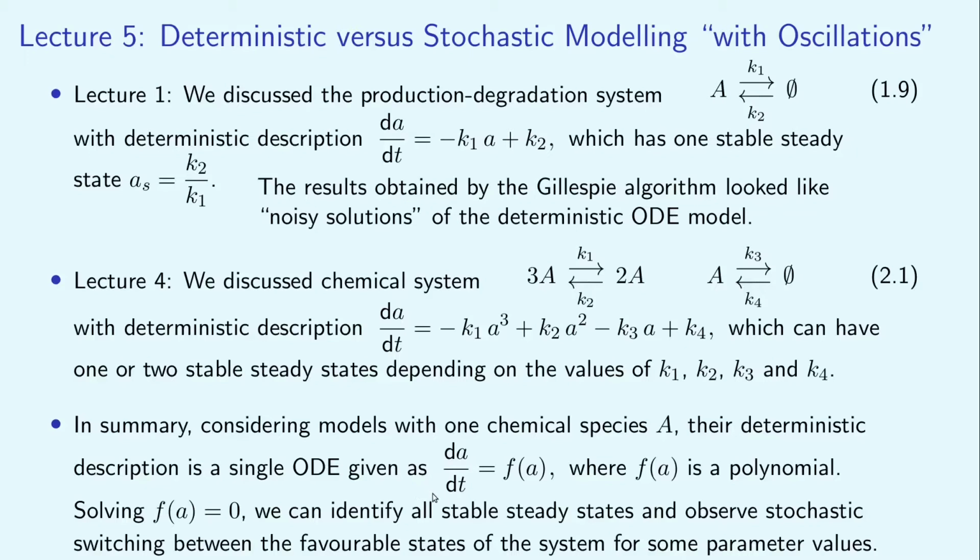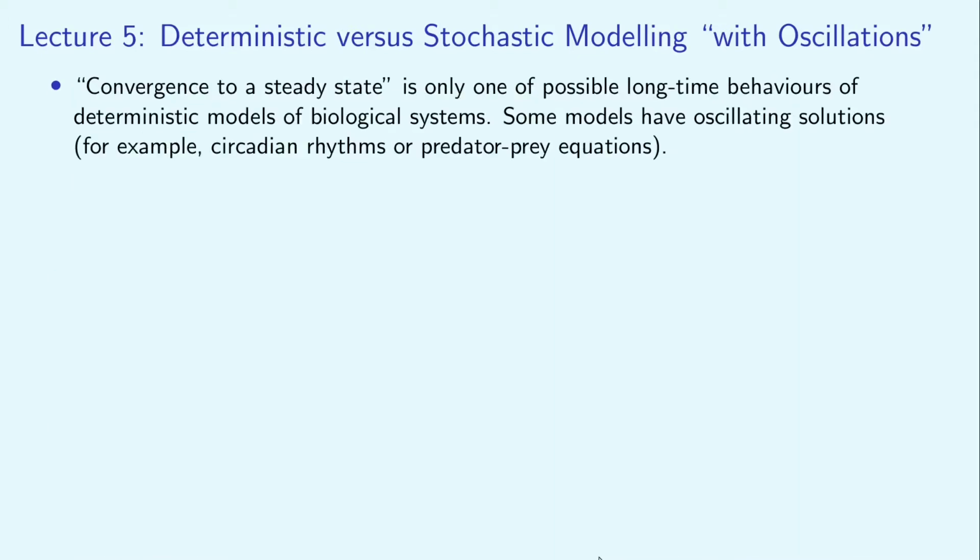equation for its concentration, which we denote by a lowercase letter a. It is an ODE with a polynomial right-hand side. Putting the right-hand side equal to 0, we can identify all stable steady states and observe stochastic switching between the favorable states of the system for some parameter values. Convergence to a steady state is arguably the simplest possible long-time behavior of the deterministic model of a biological system.